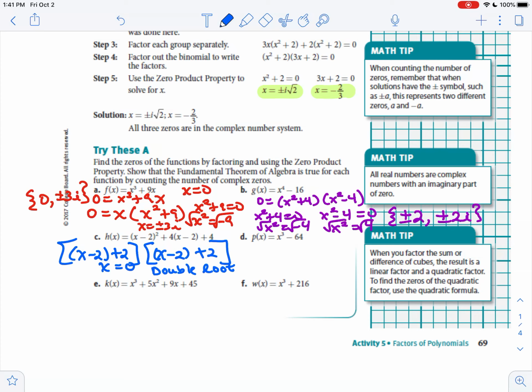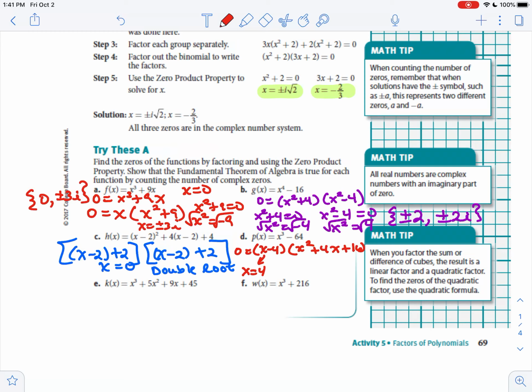So in part D, we have x cubed minus 64. So for this problem, I see a difference of cubes. And so if you remember your cube factoring pattern, we want to take a minus b, so that's going to be x minus 4. And then we want to do x squared plus 4x plus 16. And of course, we want to set that equal to 0. Now, one of these zeros is pretty easy to find. It's going to be x minus 4 equals 0, so x equals 4. The other one, however, does not factor.